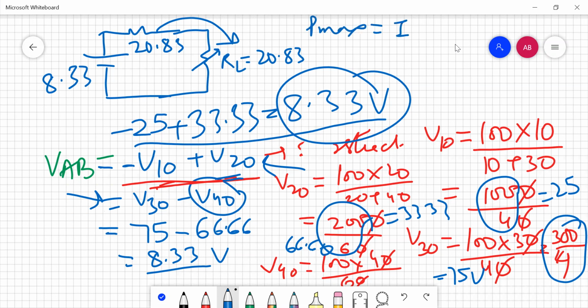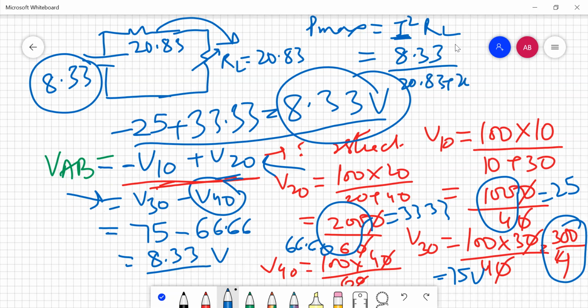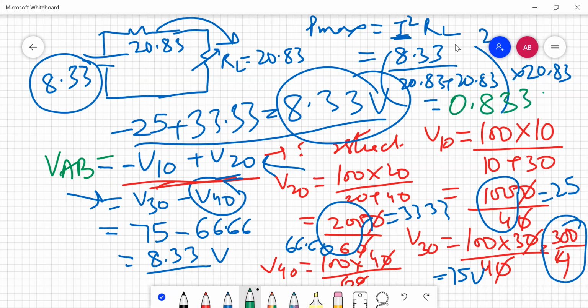That again becomes equal to I square into RL. So for I square, mind it, we have to put the value of the voltage from the Thevenin circuit, not from the original circuit that had 100 volts. So you all need to put the value of 8.33 divided by 20.83 plus 20.83, the whole square, multiplied by 20.83. That gives me the value 0.833 watts as the maximum power delivered to the load.